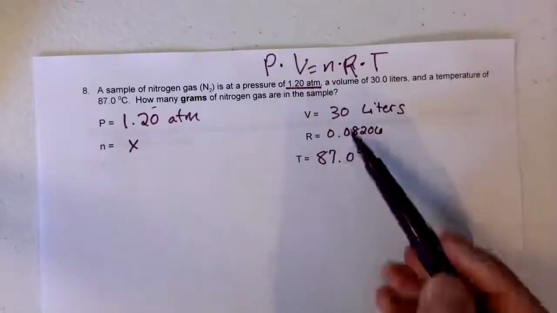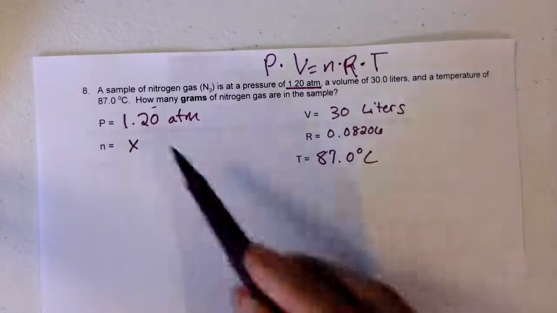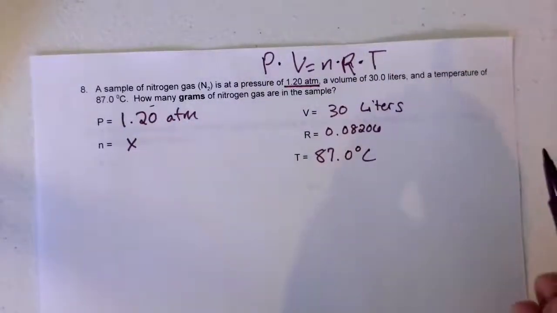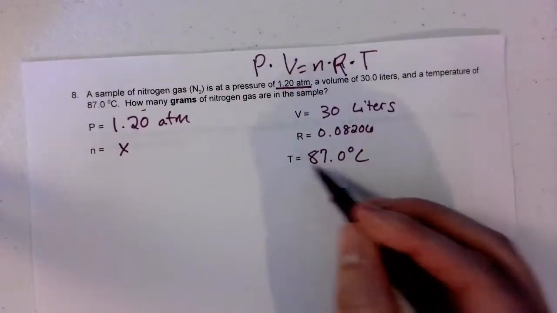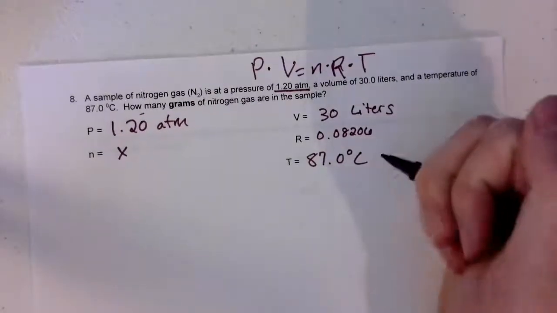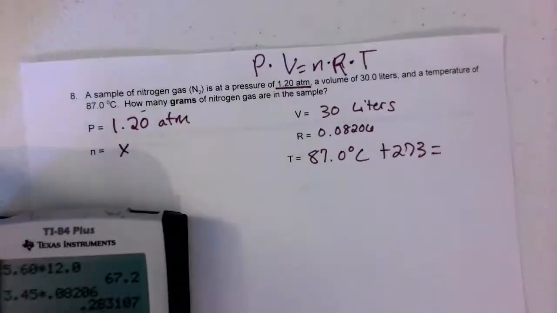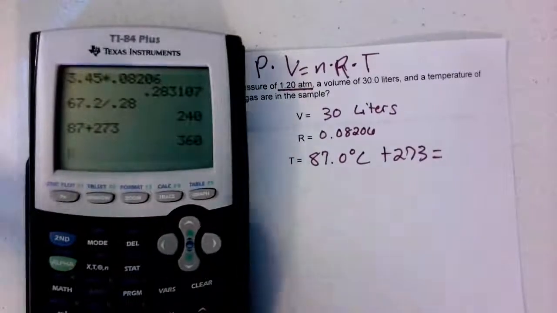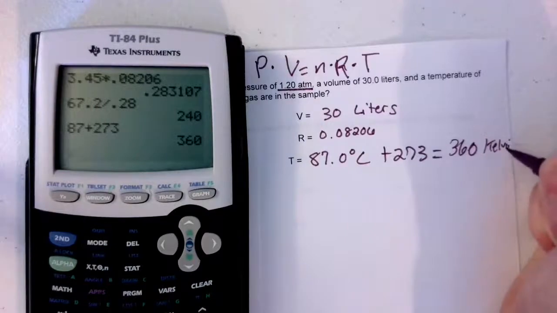So you fill in whatever you have. A lot of you probably forgot that this R is always given to you. It's the 0.08206. So just by the process of elimination, you could have figured out that N was going to be the X. Okay? So there is one thing that I need to fix, though. This temperature is in degrees Celsius. So I'm going to have to turn it into Kelvin. And to do that, I'm just going to add 273. So 87 plus 273 is going to give me 360. So 360, and that is now in Kelvin.